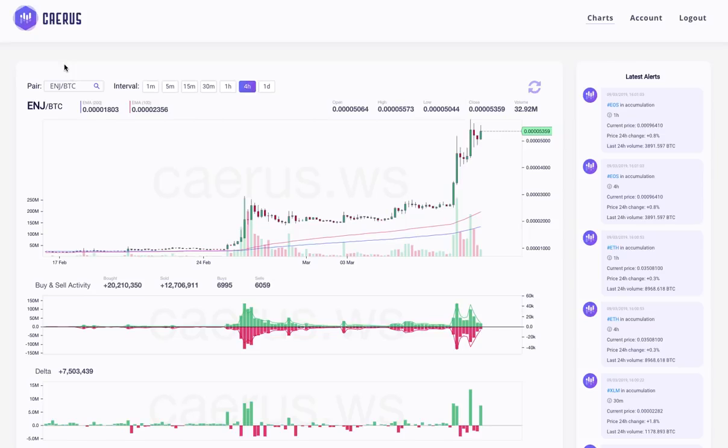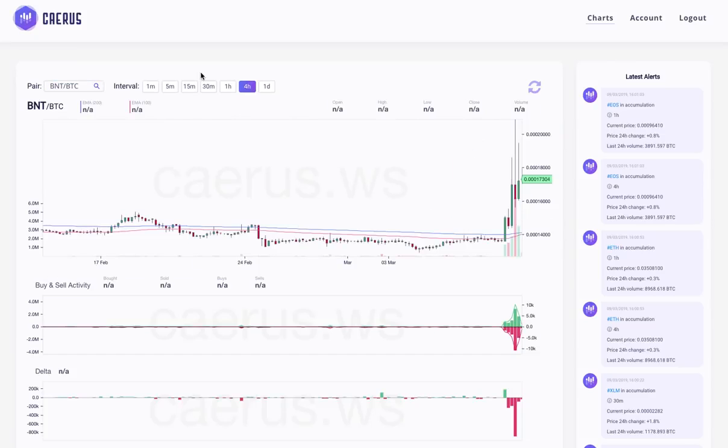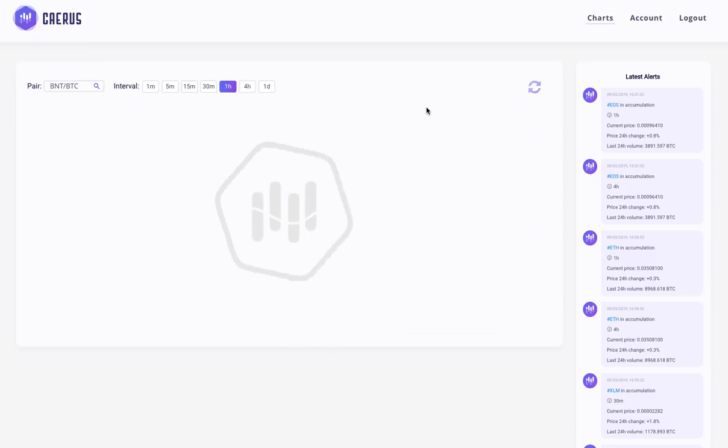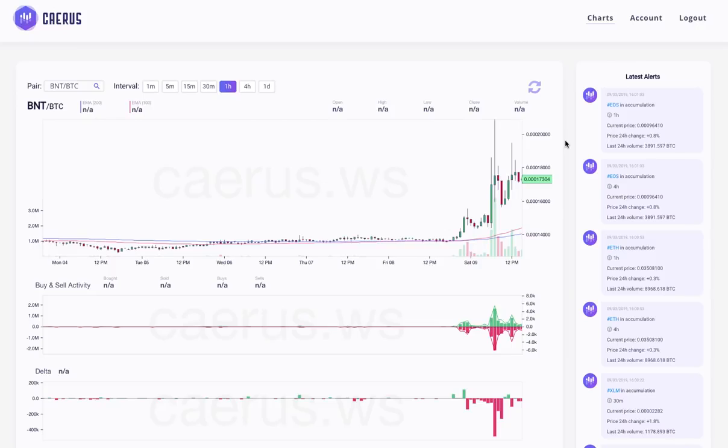I will show another coin, Bancor, BNT BTC. Here we'll choose the 1 hour interval. Basically, I recommend you to use at least 30 minutes, or better the 1 hour and 4 hour intervals.